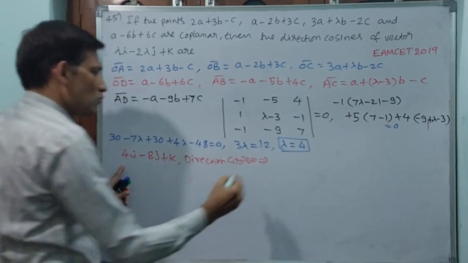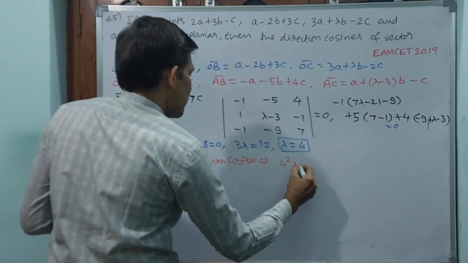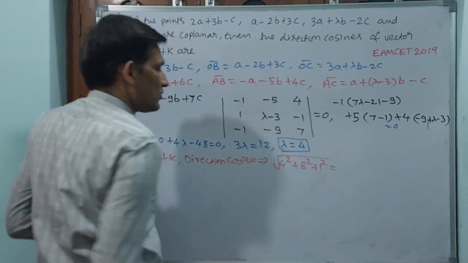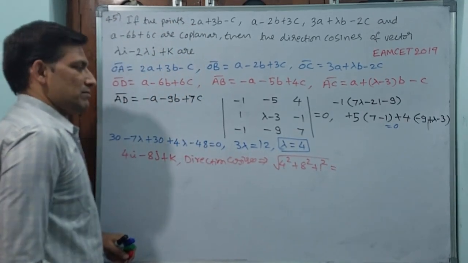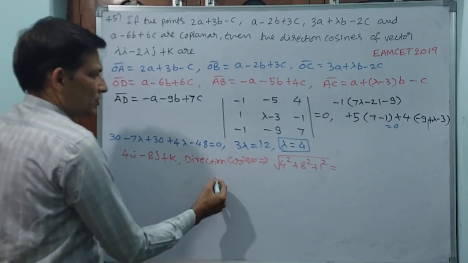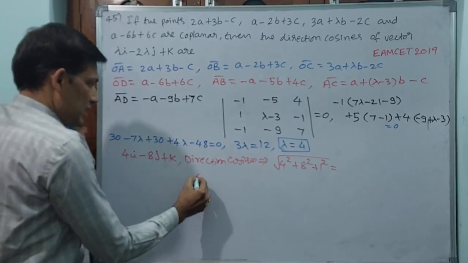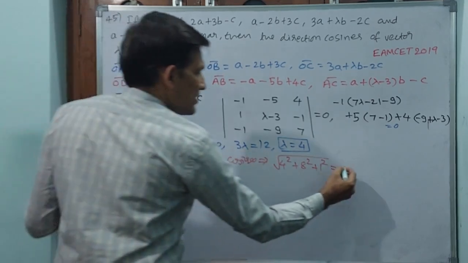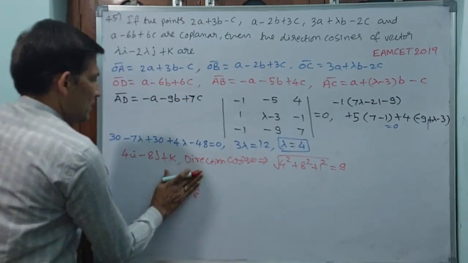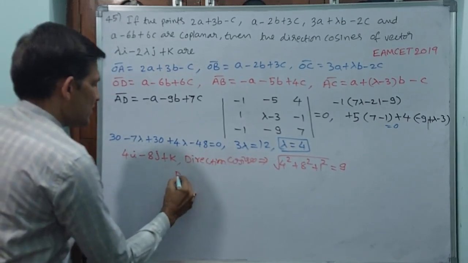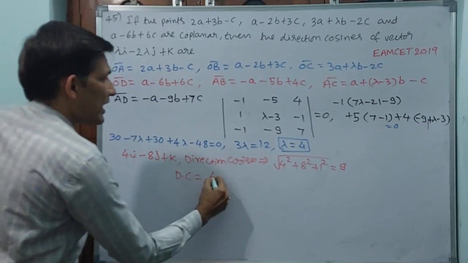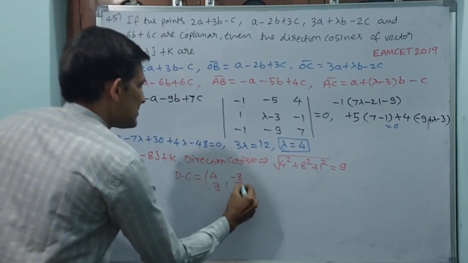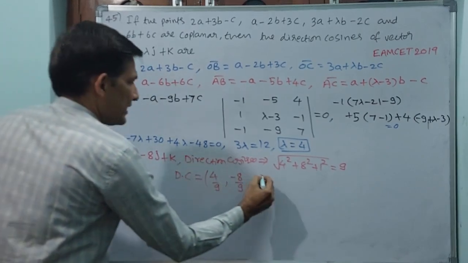Direction cosines implies 4 square plus 8 square plus 1 square under root, that is 16 plus 64 plus 1, 81, which means 9 will come. Okay, direction cosines DCs are 4 by 9, minus 8 by 9, 1 by 9.